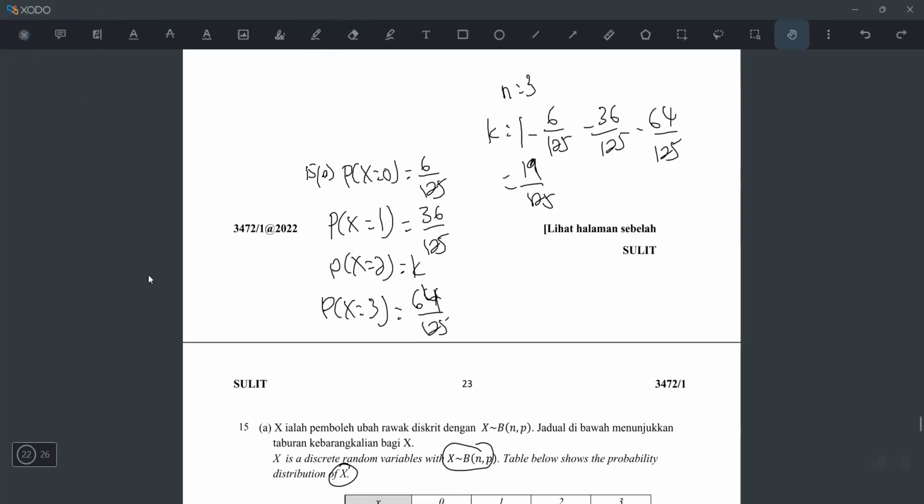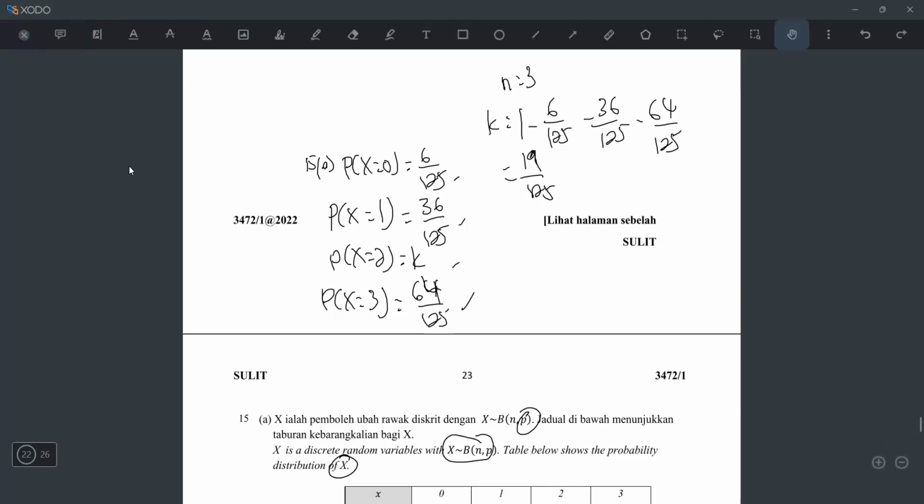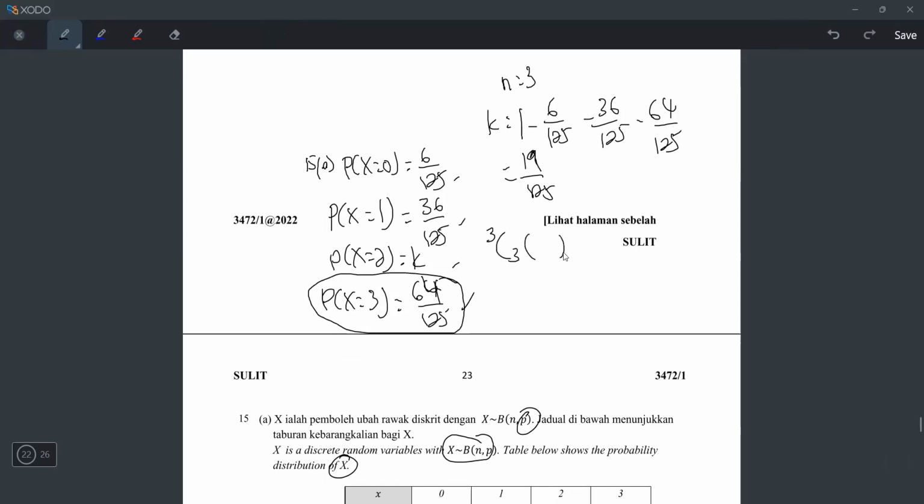Now I'm just left to find P. So how to find P? I have my N, I have my K. P is probability of success, right? So I think you can use any of these to find P. But I will use this, because I usually like to use X equals 3. I'll show you. So it will be nC3, which is 3C3, bracket, probability of success, which is P, and then bracket, probability of failure.